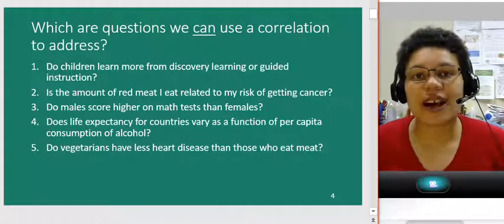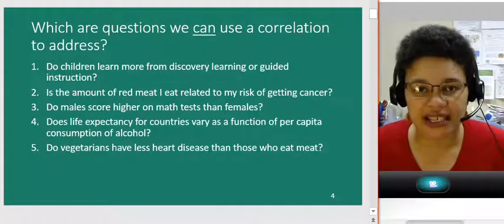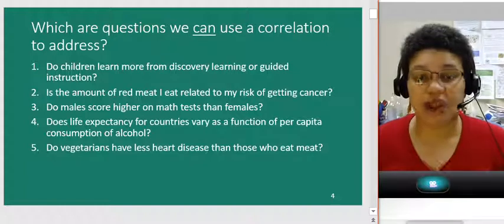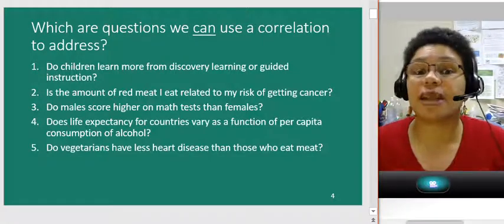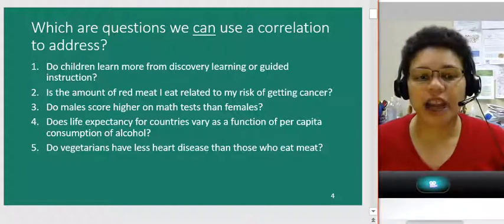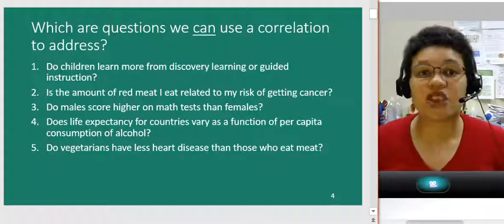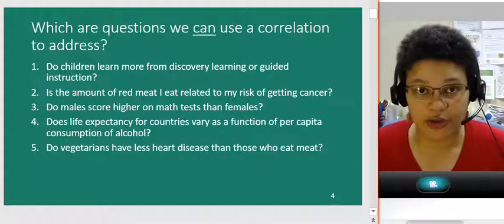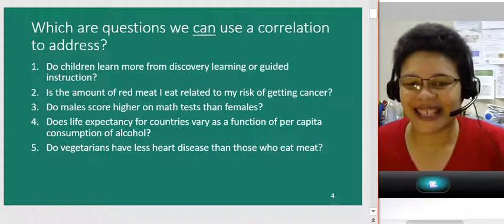You could quantify their heart function as a continuous variable and quantify the amount of meat they ate in a week, let's say, as a continuous variable, and compare to see if there's a relationship between those two variables. Okay, you see where I'm heading with this?